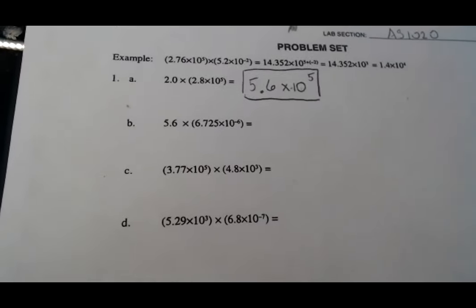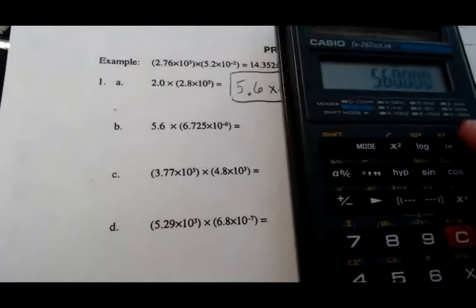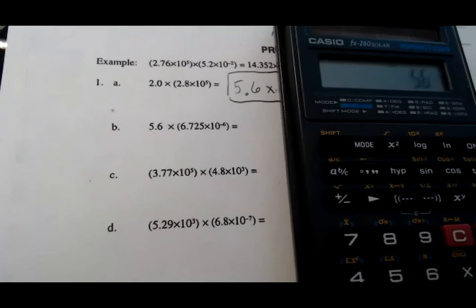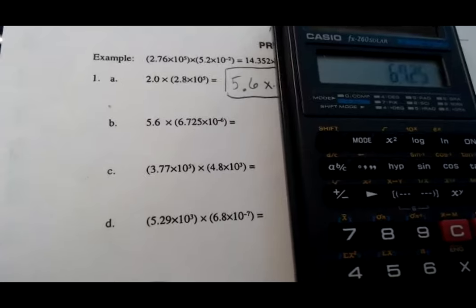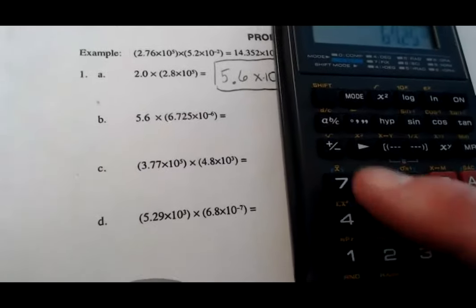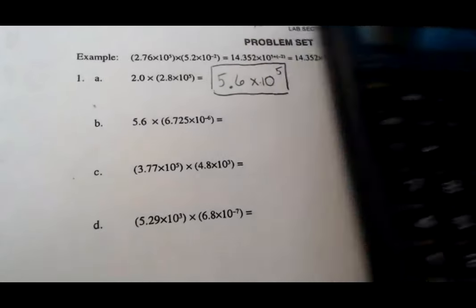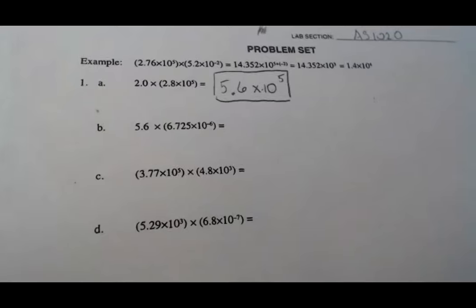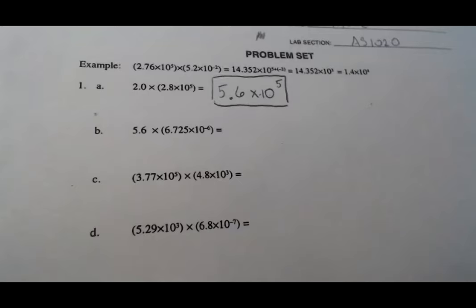Okay, hold on. 5.6 times 6.725 exp minus 6. So I need you to punch that into your calculator. 5.6 times 6.725, then you do exp, negative key, 6, equals. What do you got? So I got, hold on.